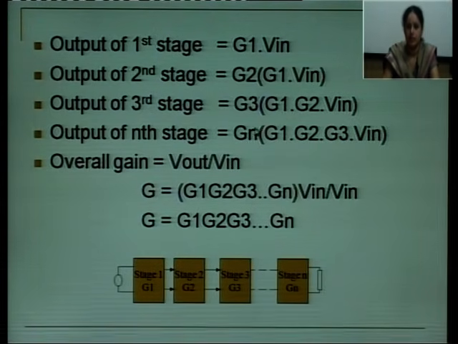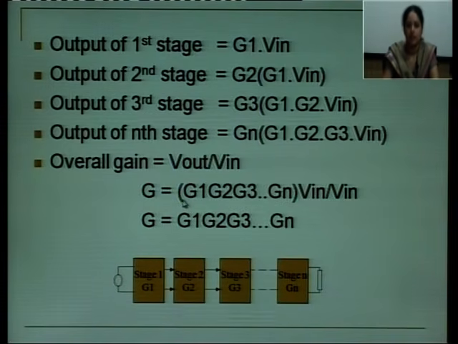Now here is a simple derivation of the multi-stage amplifier gain. As I have described, the output of the first stage is G1 into V in, which is the input of the second stage. G1 into V in is multiplied by the gain of the second stage, giving the output of the second stage. Similarly for the third stage, G1 into G2 into V in is the input, and the output is the input multiplied by the gain of the third stage, that is G1, G2 into V in into G3. Similarly for n stages.